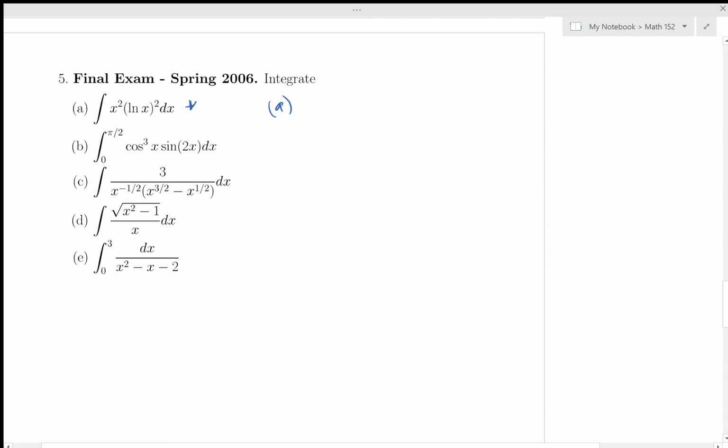I see that log. I know I need to get rid of that in some sense. So I'm immediately thinking I want to do a substitution. So I would make a substitution, let's say like this. w is log of x. That means that x is e to the w, and here that means that dw is 1 over x dx.